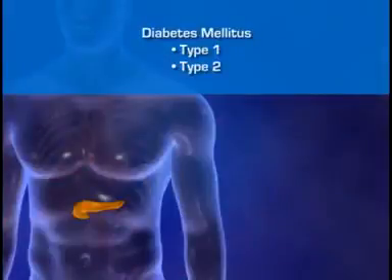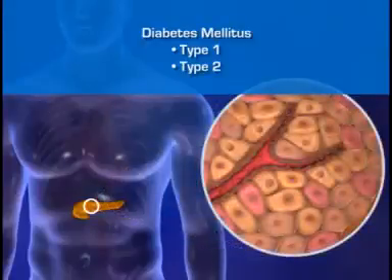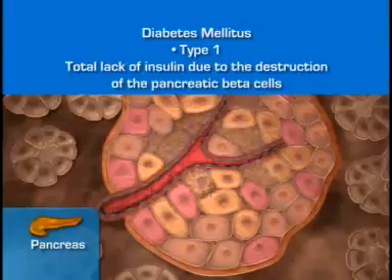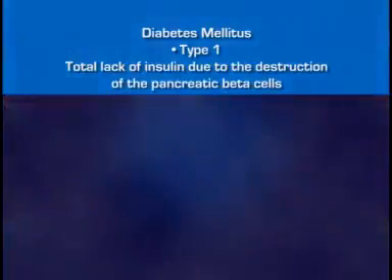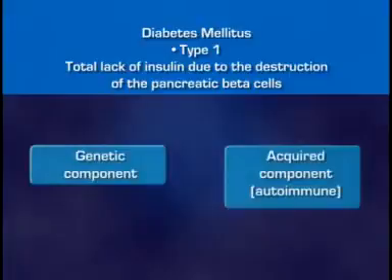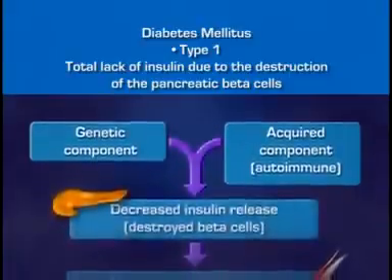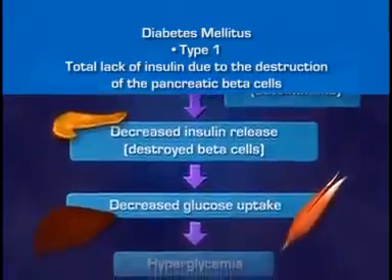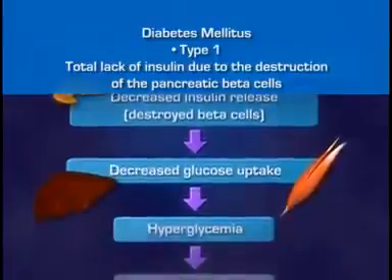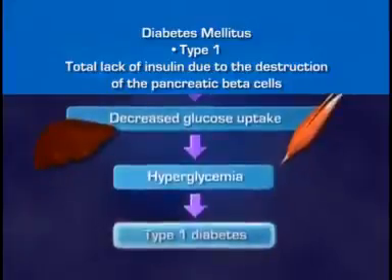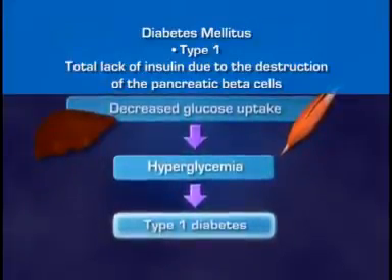Diabetes mellitus is currently classified into two primary types, type 1 and type 2. Type 1 diabetes is characterized by a total lack of insulin caused by the destruction of the pancreas's beta cells. Type 1 is thought to arise from interaction between a genetic component and an acquired or environmental component, predominantly in response to an autoimmune process. Type 1 diabetes probably develops over the course of years, with beta cell destruction happening well before the disease is diagnosed. Diagnosis is usually in childhood. Because it results in virtually absolute insulin deficiency, type 1 diabetes is treated with insulin injections.